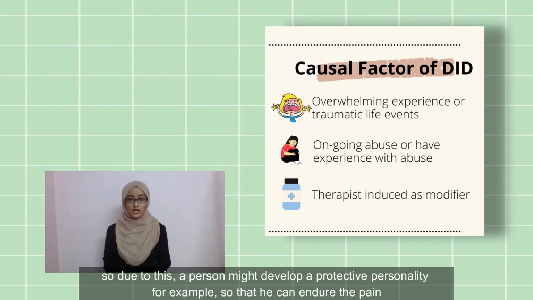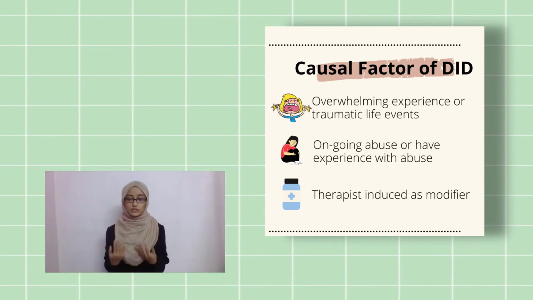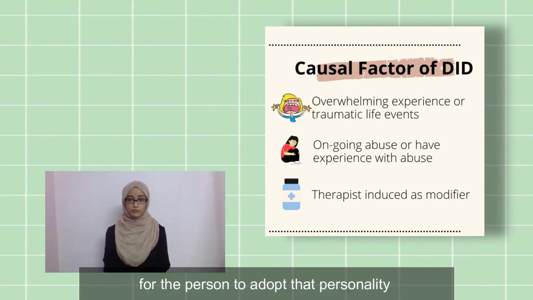So due to this, a person might develop a protective personality, for example, so that he can endure the pain. If the therapist is unaware of this false memory and continues the session, this can be an encouragement for the person to adopt that personality.